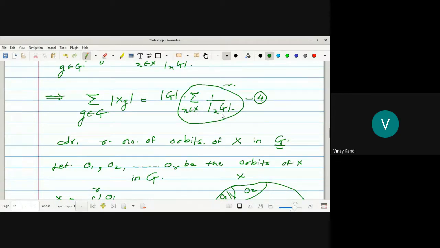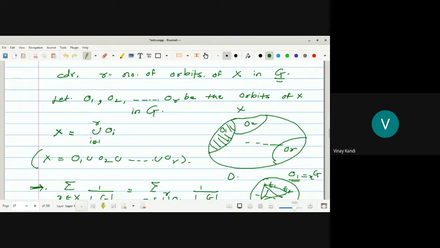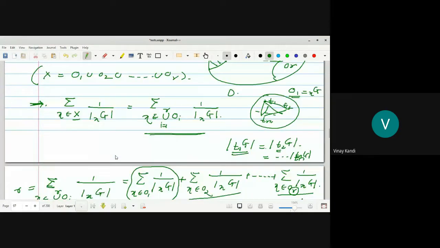For this one, suppose there are r orbits, O1, O2, and so on, Or. Then what is X? X is equal to the union of Oi, i from 1 to r. Now run this summation. Summation x belongs to capital X, 1 upon order of x. By putting the value of this X, we get this term.